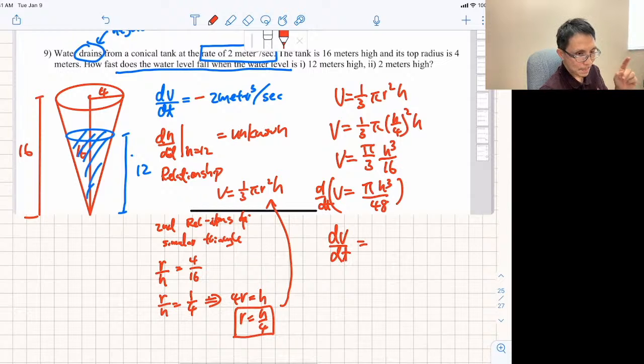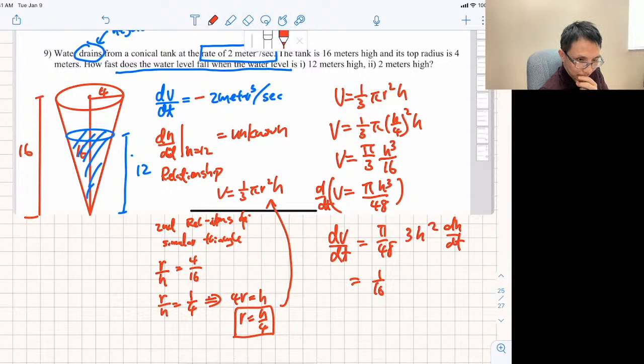There's a single number below. Why? Constant multiple rule. So you take the 3 down, just do a power rule. Just take pi over 48, and take h to the 3, which is 3h squared, and then dh/dt. So that's equal to 1 over 16 pi h squared dh/dt.